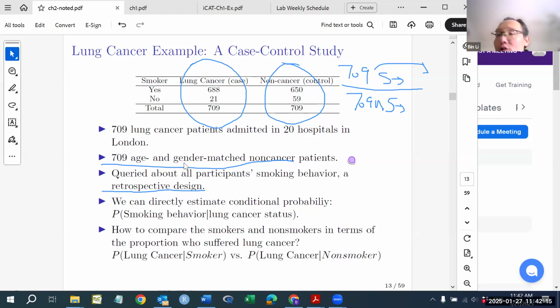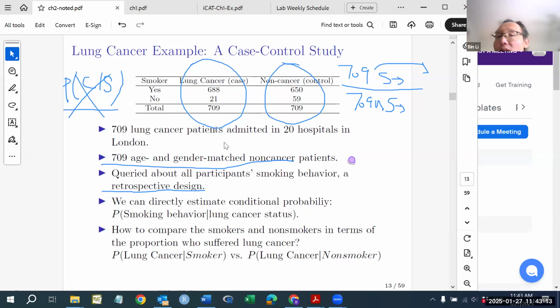But here, this one will be a retrospective study. Okay, so since this is a retrospective study, what can we directly estimate? Can we estimate, as a smoker, what is the chance of having lung cancer? So given the smoker, what is the chance of having the cancer? Okay, C stands for cancer, S stands for smoker. So the probability of having lung cancer among the smokers, can we estimate this from here? No, we cannot.